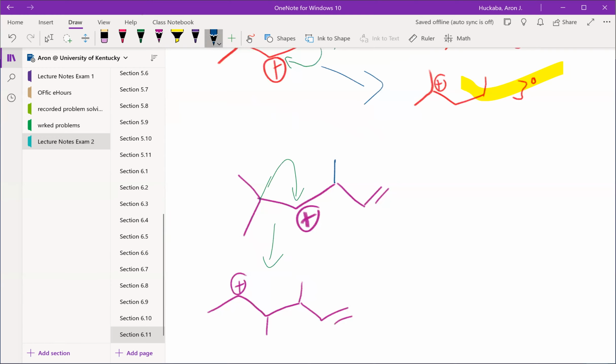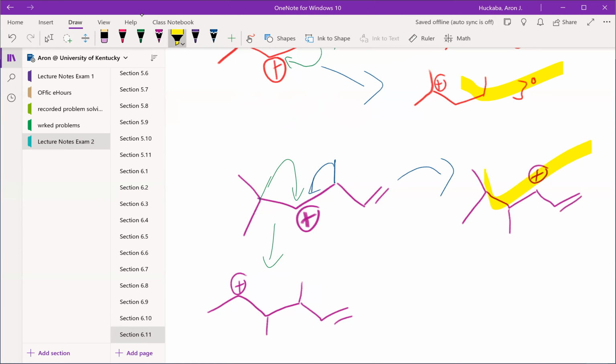Or if you have the one on the right do that, then you have a much more stable allyl cation that you make instead, which is the preferential choice.